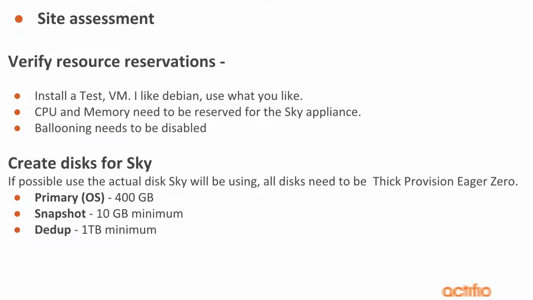So the next step is going to be to create 3 disks. And now these disks are going to represent your pools. And at this point, we can either do some test disks, and I'll describe the minimum sizes for a test, or we can actually make the disks that we would be using for the pools for the Sky appliance. If you have the ability to do this, this is what I recommend. This will allow us to get a really good look at that LUN performance.